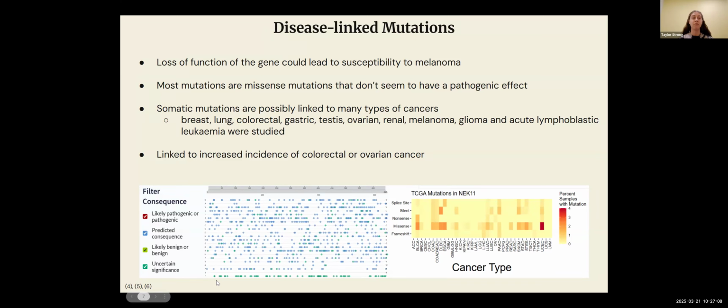And it was involved in a study involving somatic mutations in kinases linking to many types of cancers. However, it was not one of the main kinases studied. It was just one of the ones possibly involved. So it is likely not a cause for any specific types of cancer. And the bottom diagram here just shows the percent samples with mutation, with the highest percent being 4% missense mutation in the uterine corpus endometrial carcinoma tissue.